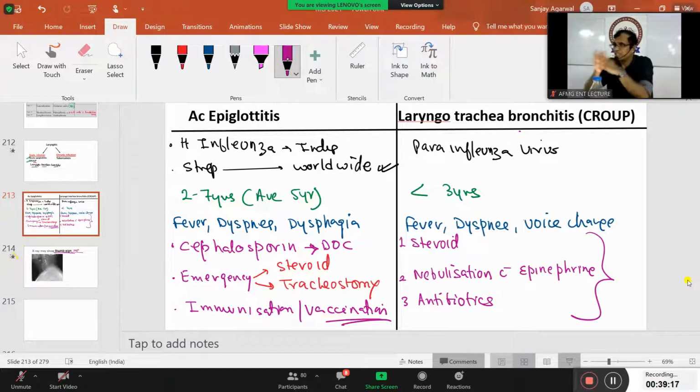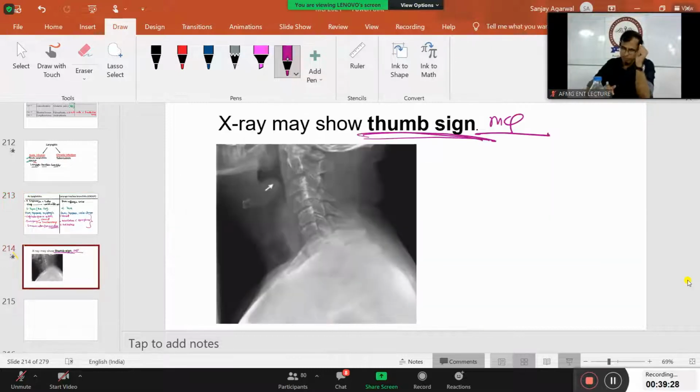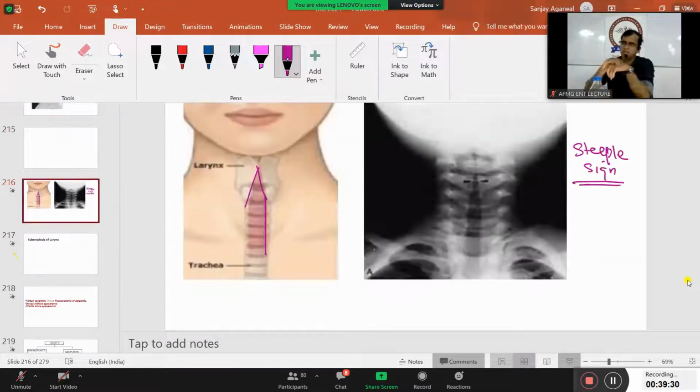So 5 points each. If you compare them, it becomes easier to remember, and it also saves time studying and learning. Both these images, this one as well as this one, are very important.